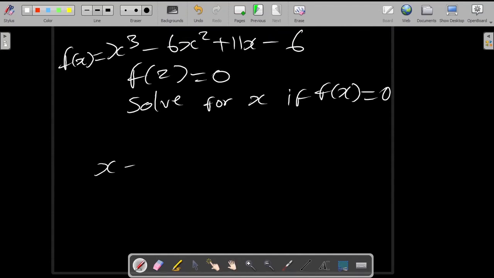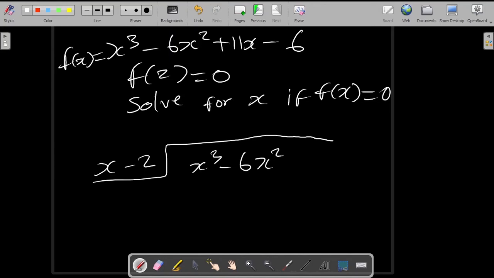I'm not quite sure how you do it, or whichever method you're comfortable with. But the fact of the matter is that one of the factors is x minus 2, and you're supposed to find out the other factors. So now doing this, this is my long division method, and I'm just going to explain how you do it using long division.